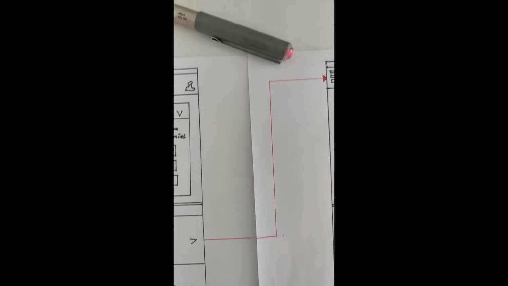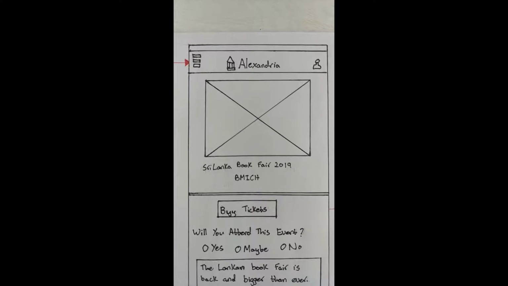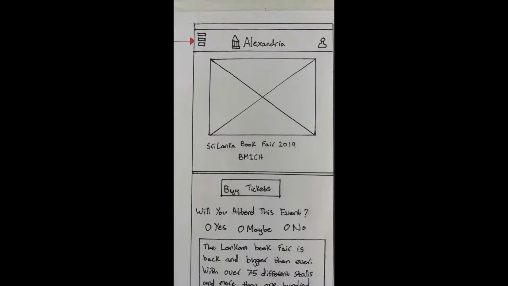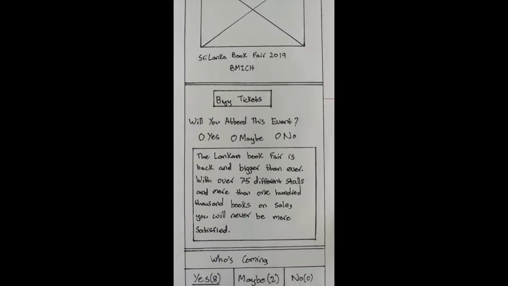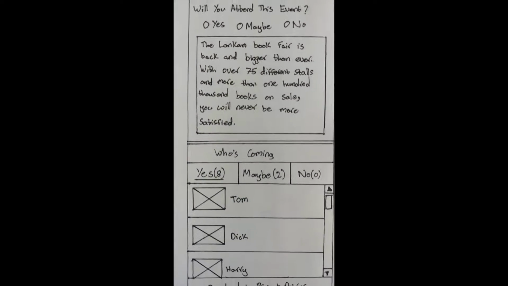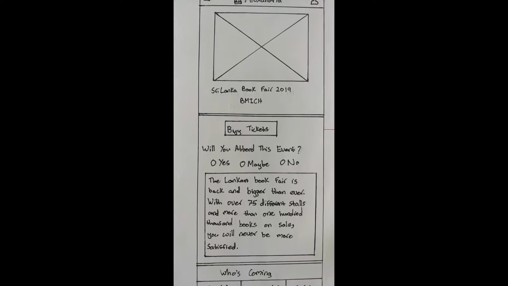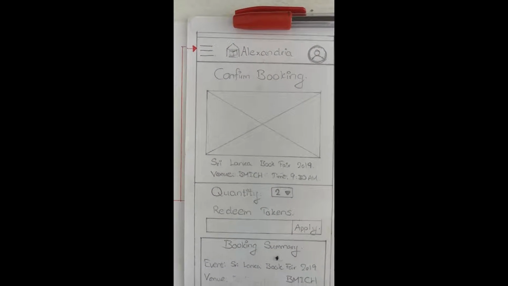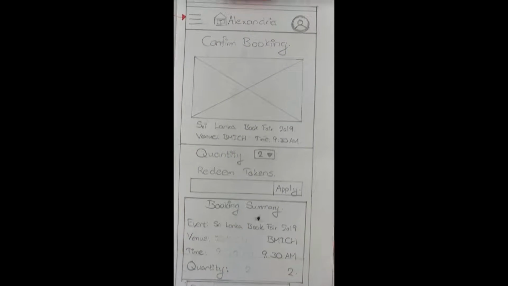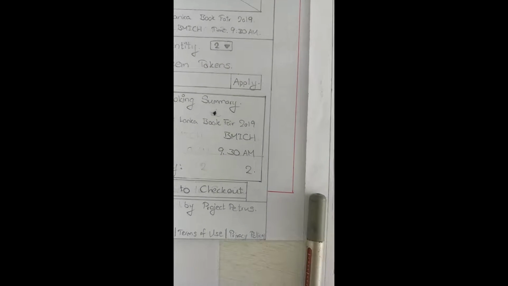When clicking on an event, the user will be directed to a page which contains event details. Here, the user can buy tickets, update their status of attendance, or view other users' attendance for the event. When clicking on Buy Ticket, the user will be directed to the Confirm Booking page. Here, they can update the quantity of tickets or redeem tokens. After viewing their booking summary, they will proceed to checkout.